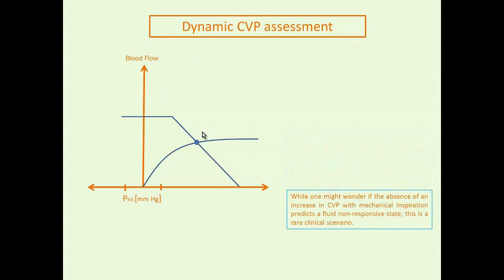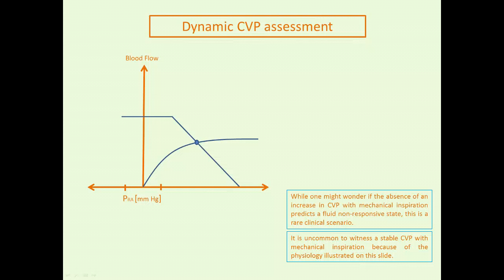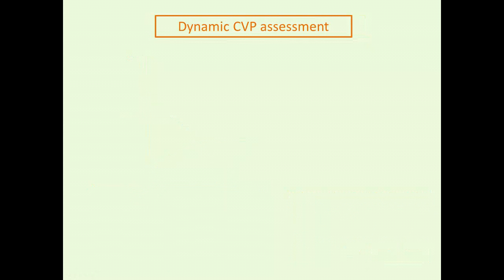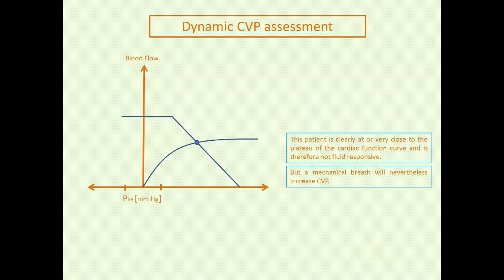Then you might wonder, well, this patient's on the plateau portion of their cardiac function curve, so like patients with spontaneous inspiration, would a lack of change in CVP predict the plateau portion? And what we just saw, that a patient who's on mechanical ventilation who does not have an increase in CVP with a breath is actually a very rare clinical event, and that's because of what we just saw.